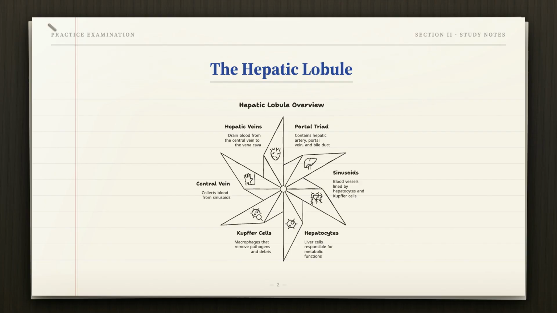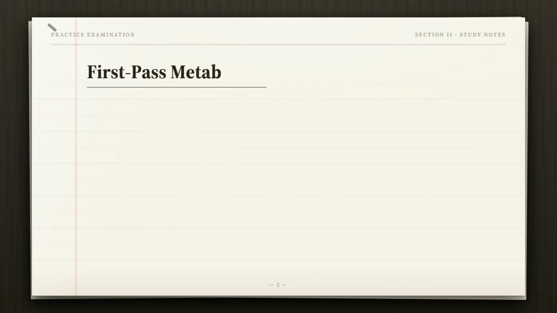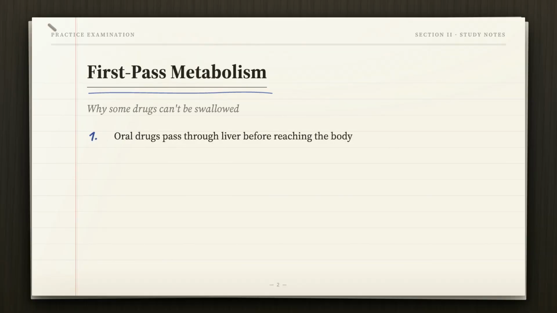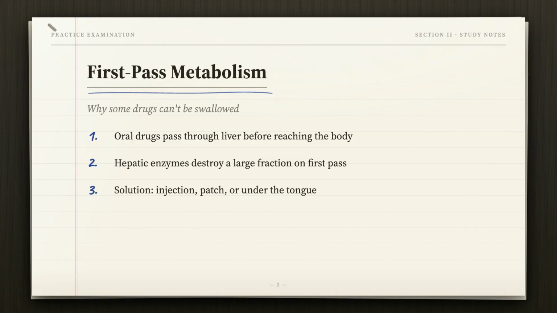Cleaned blood collects in the central vein before heading toward the vena cava. A swallowed drug must pass through the liver before reaching its target, and enzymes there can destroy much of it, which is why some medications are given by injection, patch, or under the tongue instead.